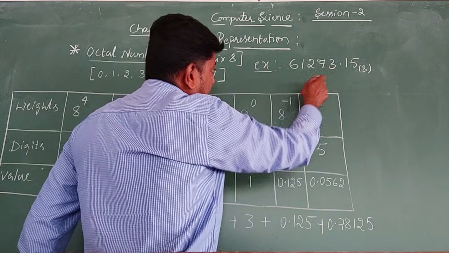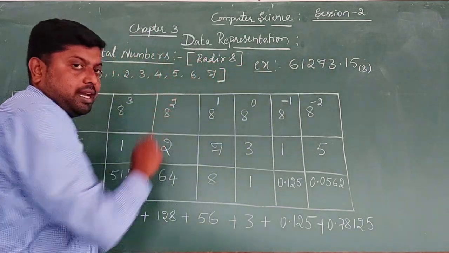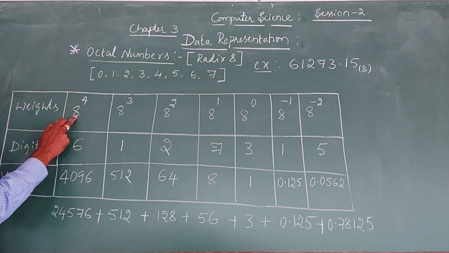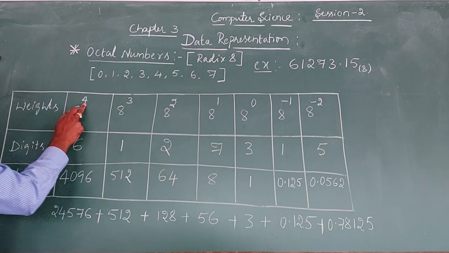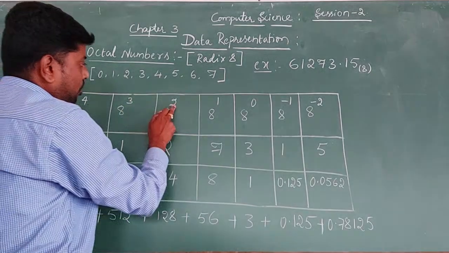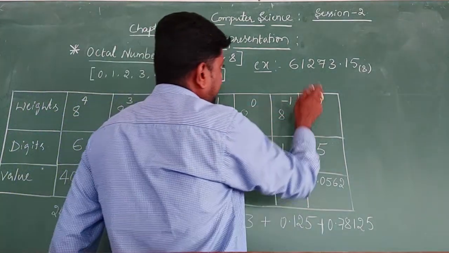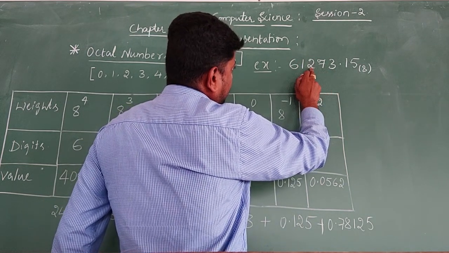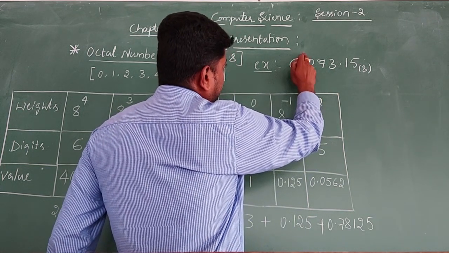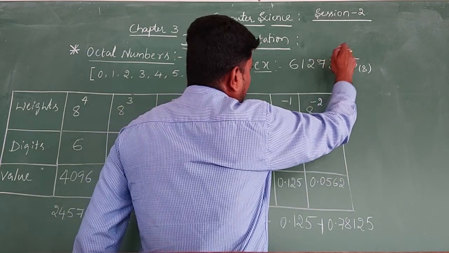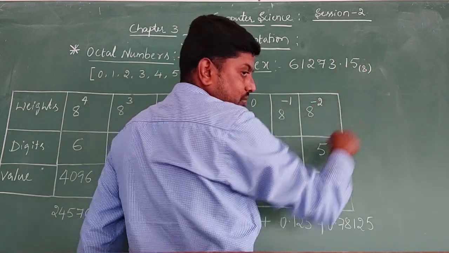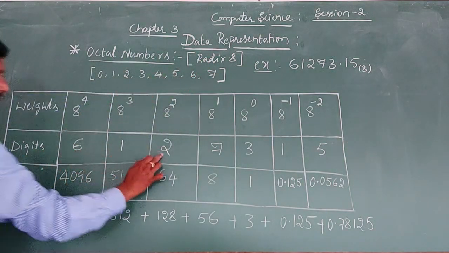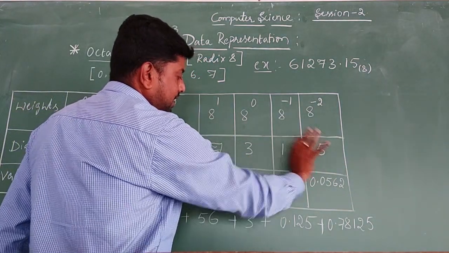Since this is an octal number, the radix is 8. So for the weights of the columns, I consider 8 to the power of 4, 8 to the power of 3, 8 to the power of 2, 1, 0, minus 1, minus 2. That is, the positions are 4, 3, 2, 1, 0, minus 1, minus 2. Then fill in the digits given: 6, 1, 2, 7, 3, 1, 5.